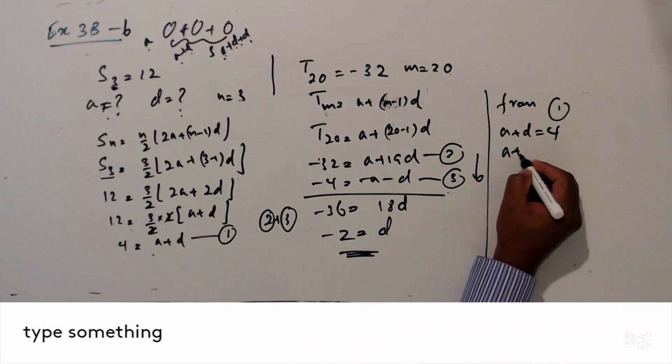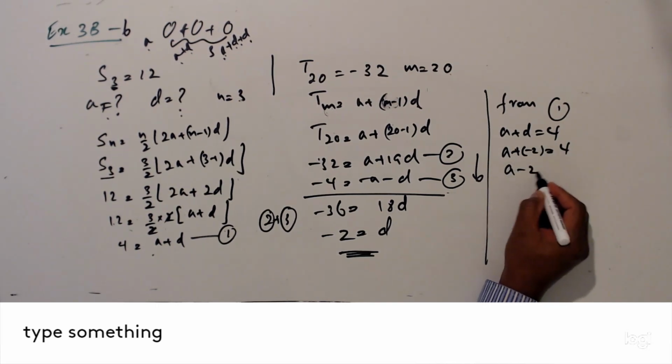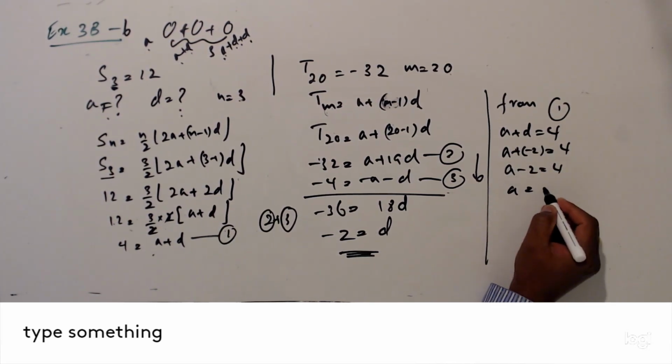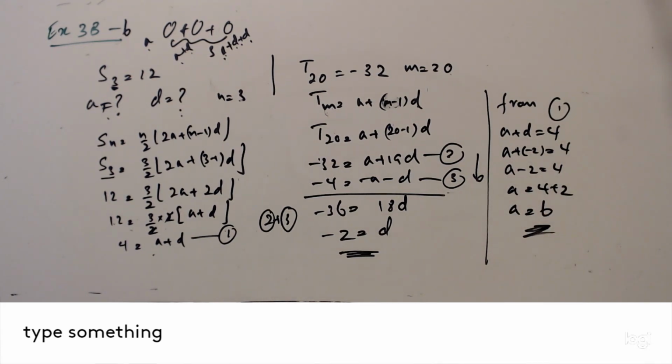a plus minus 2 equals 4. a minus 2 equals 4. a equals 4 plus 2. a equals 6. So then we write, therefore, the first term is 6 and the common difference is minus 2.